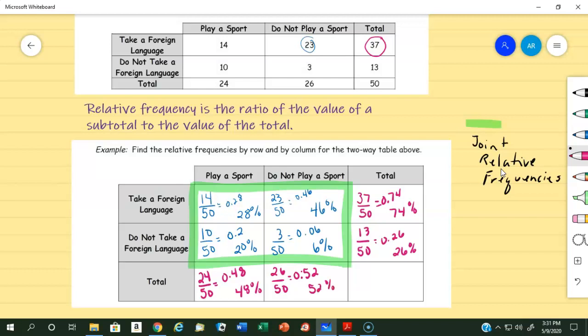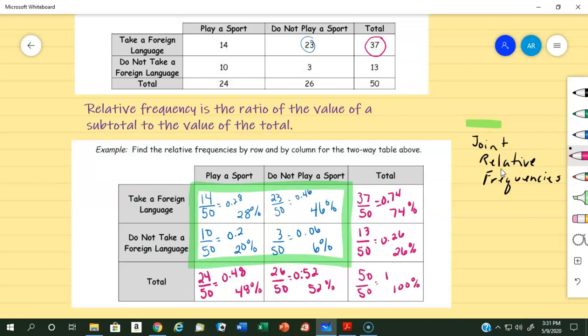You're going to notice 48%, actually 46% and 6% equals 52%. So this whole column adds up like you would expect. And then if I go across, 48% plus 52% is going to be 100, because 50 divided by 50 is going to be 1. 1 times 100 is going to give us 100%.